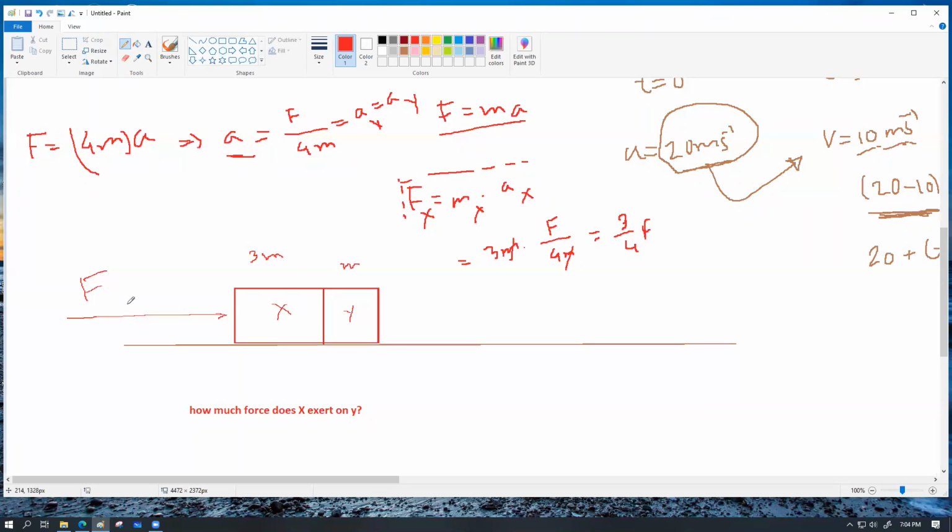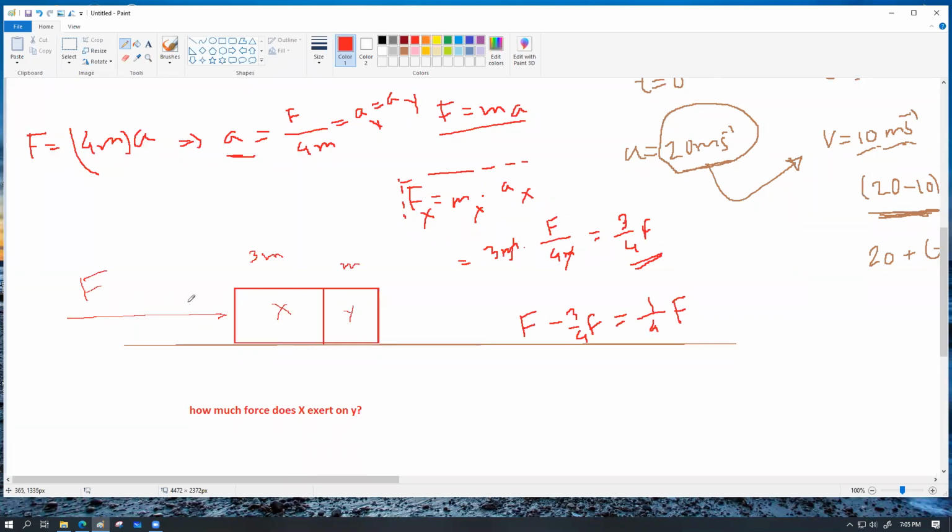But how much did we apply on object x's side? F. Out of this F available, it is using 3/4 of this part for its own acceleration. So how much is left? Do the basic math. 1/4. F minus 3/4 of F gives you 1/4. So logic should tell us that this 1/4 of F force should be exerted on the object Y.